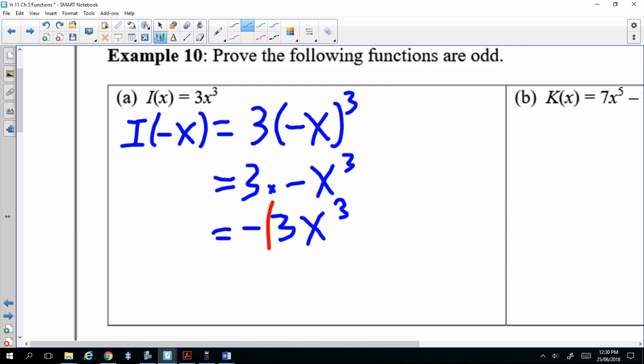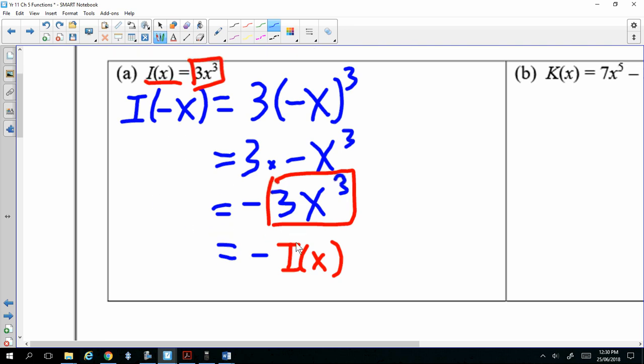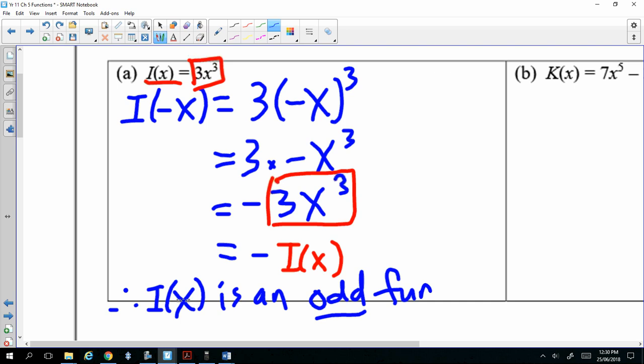So what does it say? It means that, therefore, the function i is an odd function. Very easy. You just have to make sure there's an extra negative. The negative didn't disappear, but actually stays in the expression. Okay? It's an odd function. Try the next question. Very similar.